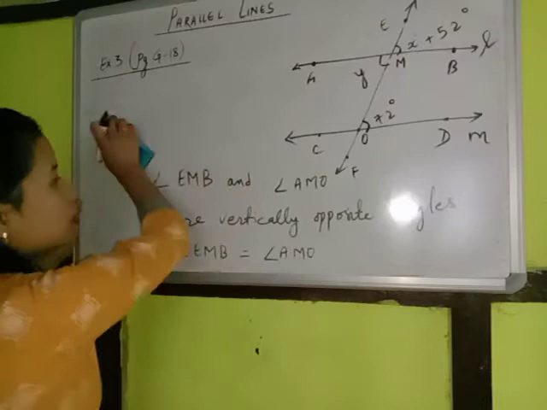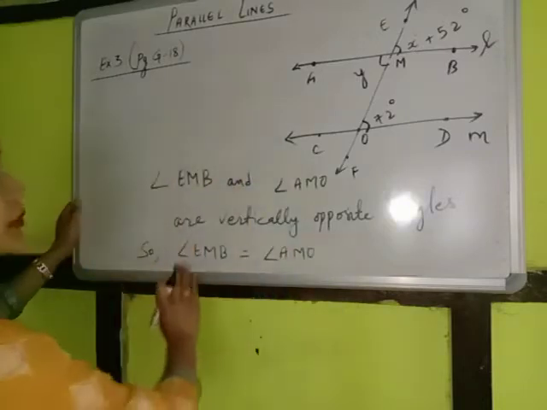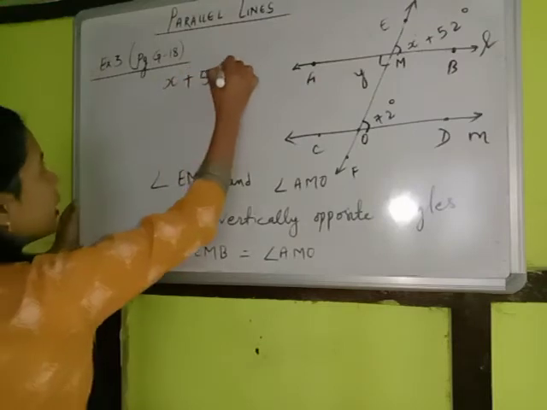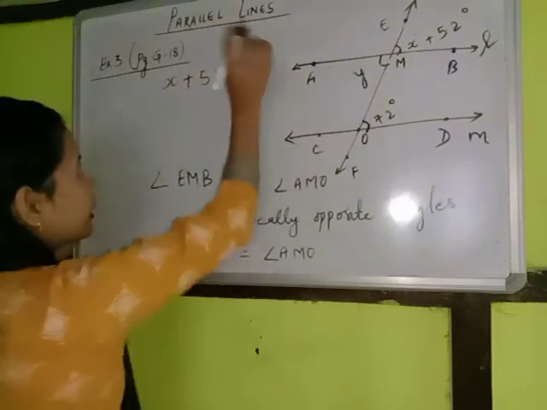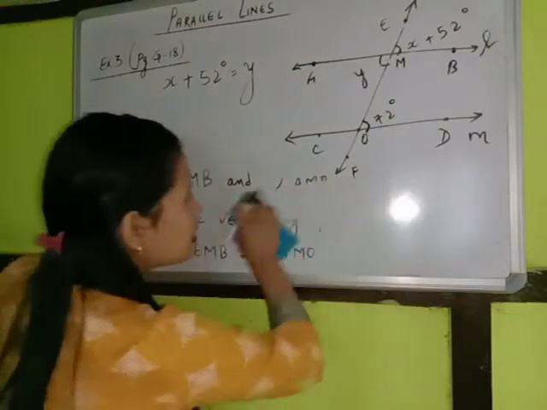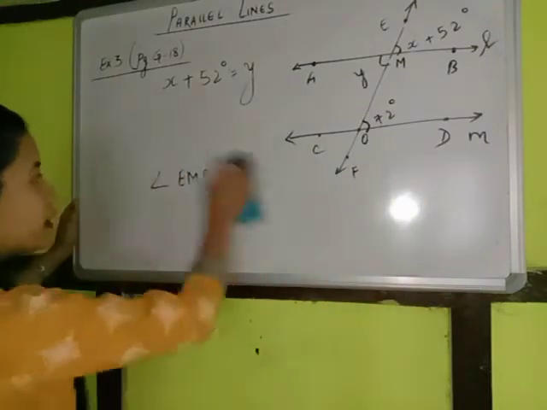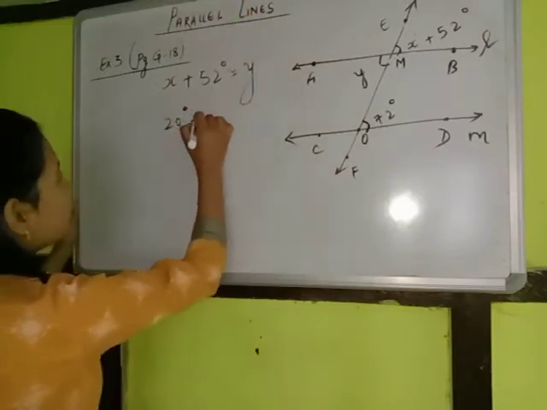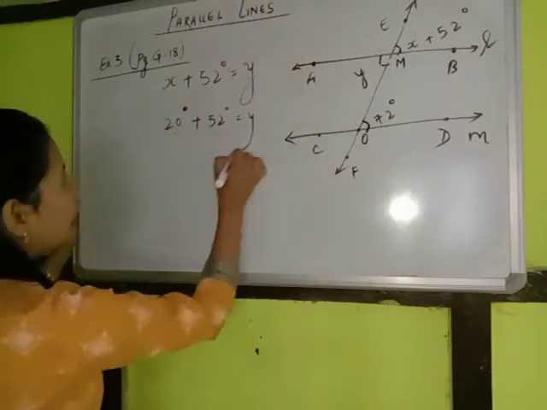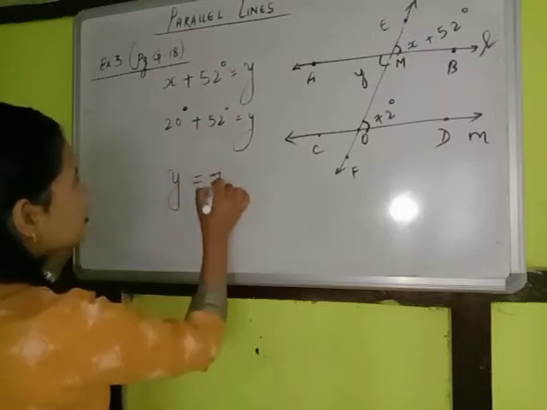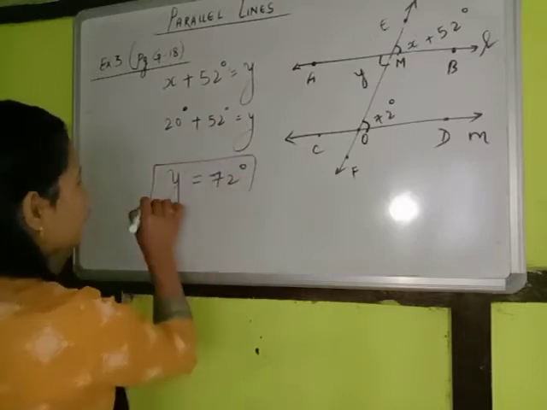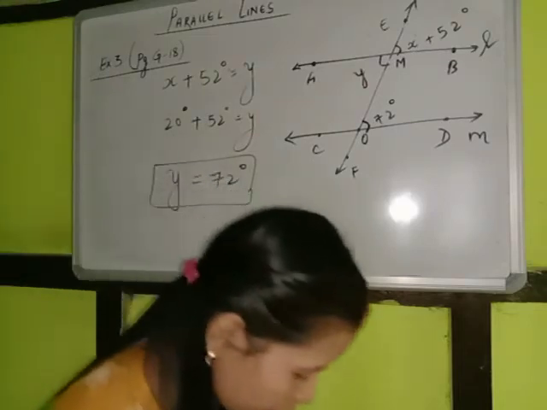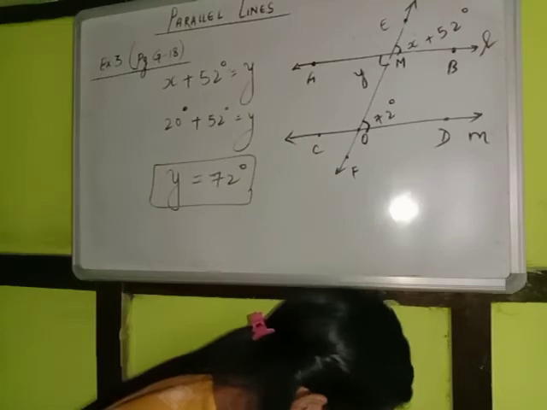Okay. So, what is the measurement of angle AMB? That is x plus 52 degree is equal to y, because these are vertically opposite. And we have found out the value of x, that is equal to 20 degree. So, 20 degree plus 52 degree equals y. So, our value of y will be equal to 72 degree. So the value of x is 20 degree and the value of y is 72 degree. Okay, so this is how we do.